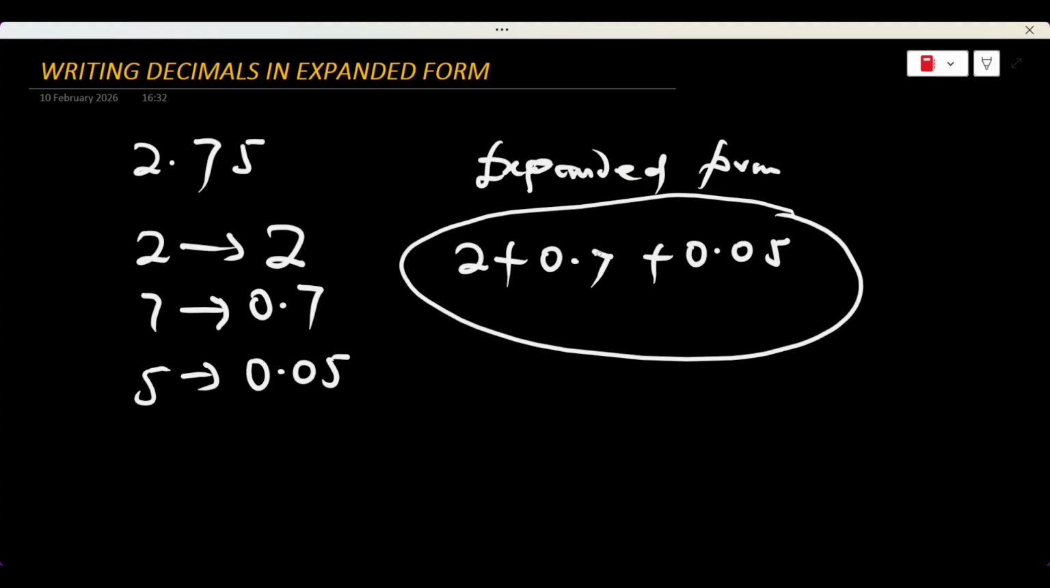We know that the 2 is at the ones place, the 0.7 is at the tens place, and then the 0.05 is at the hundreds place. So this is ones, this is tens, and this is what? Hundreds. I hope that is clear. So hundreds has 2 digits after the decimal point, tens has 1 digit after the decimal point, and always the ones is the first digit before the decimal point. All right, so let's look at more examples.